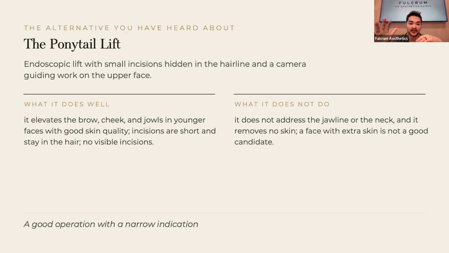It's a little bit better for younger patients or patients that don't have extra skin because you're not physically cutting the skin out. And so if you elevate and you don't cut skin out, you tend to get skin bunching in certain areas. And if the bunching is too much, it's not a good surgery or decision for you. So it elevates the brow, cheek, and jowls of the face with no visible incisions. You can do a different type of ponytail lift, which extends an incision behind the ear, still not visible, and does work on the neck as well. But the strict facelift part doesn't address the neck, and it doesn't remove skin. So a face with extra skin, not a great candidate.